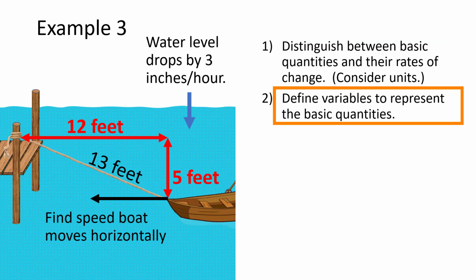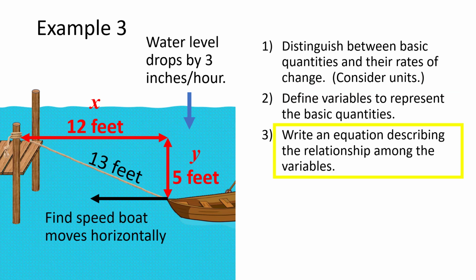Our variables should represent the basic quantities, the position. At the moment shown, the vertical distance from one end of the rope to the other is 5 feet. But it does not stay 5 feet. As the water level drops, the vertical distance gets longer. That makes it a variable. I am going to call the vertical distance y. As the water level drops, the boat is pulled closer to the dock, so the horizontal distance is also changing. I'm going to call it x. Notice that the diagonal length of the rope is a constant 13 feet, so it does not get a variable name. Variables are things that change. The length of the rope does not change.